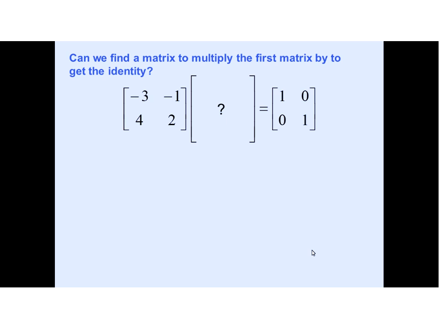So can we find the matrix to multiply the first matrix by to get the identity? Is there anyone who knows what we multiply it by to get the identity matrix? Think about it. What can we multiply over this? I will give you 1 minute. Just think about it.